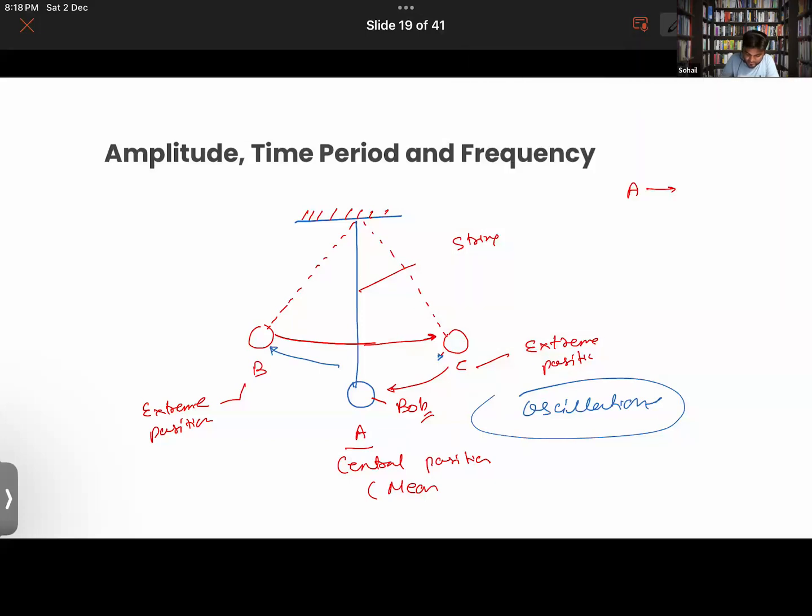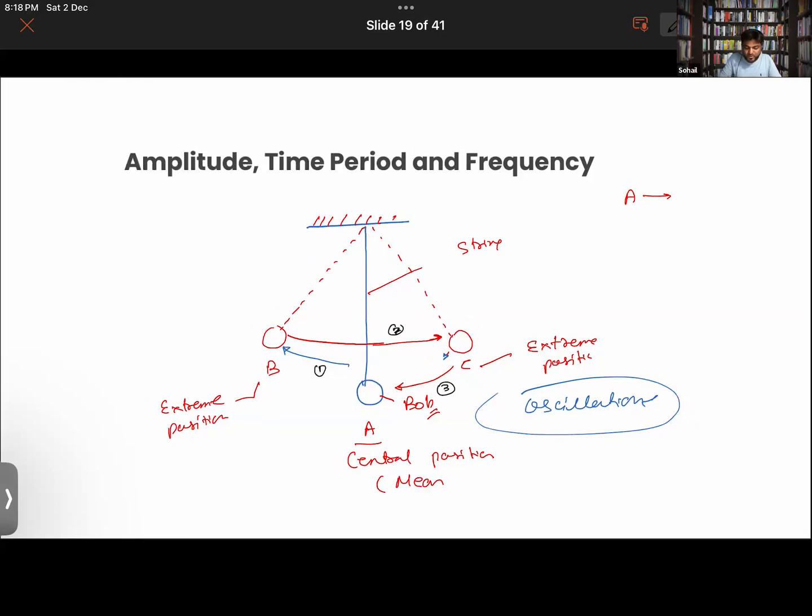Let me also write the sequence if someone is having a problem. One movement is from A to B, second is from B to C, and the third is from C to A. Sometimes you see it differently: the movement is from C to B and then B to C. That is also correct. So one oscillation is the movement done by the pendulum when it moves from one extreme position to another and back to the previous extreme position.